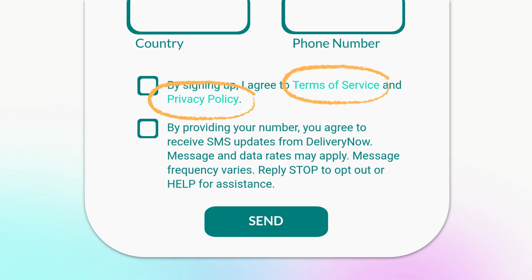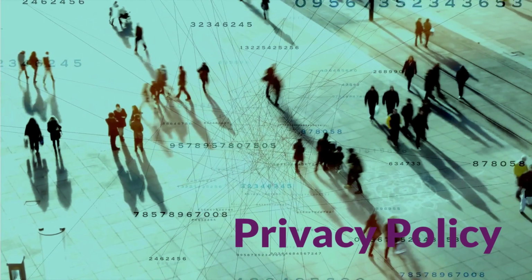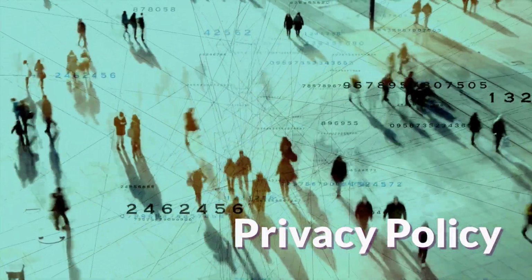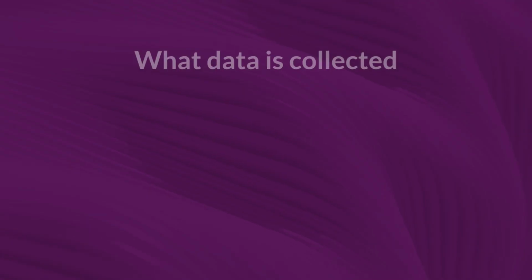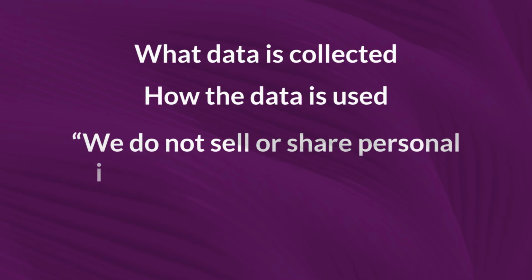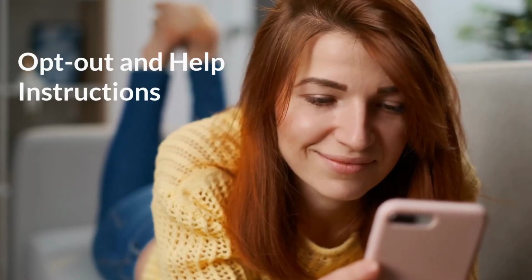Yes, you need both. The agreement checkbox with links to your terms of service and privacy policy must be present on your opt-in form. Another very common reason for rejection is not having your privacy policy updated to include the following information. It must clearly define what data you collect and how it's used, as well as stating, "We do not sell or share personal information, including phone numbers, with third parties for marketing purposes." Your service terms should include the purpose for the SMS communications, message frequency, as well as opt-out and help instructions. Reviewers will check this thoroughly.